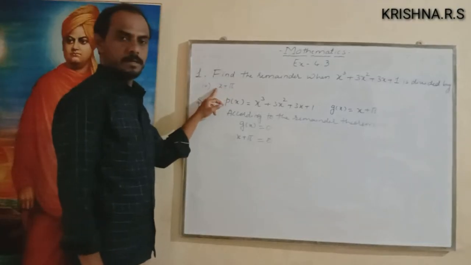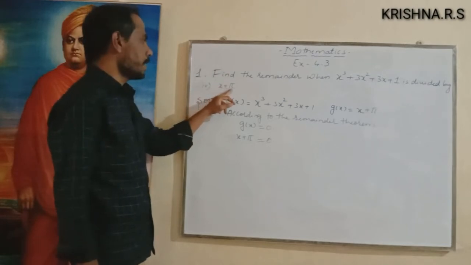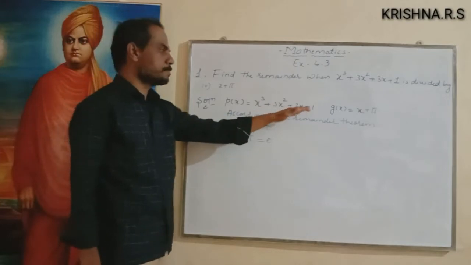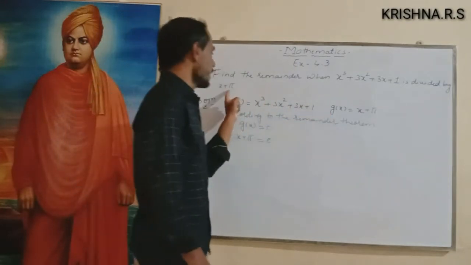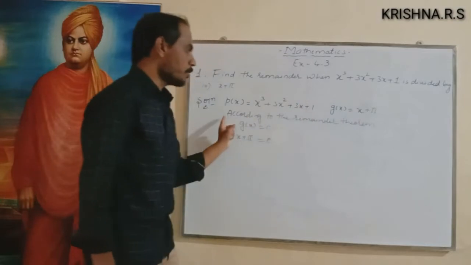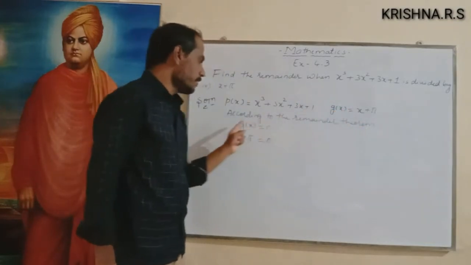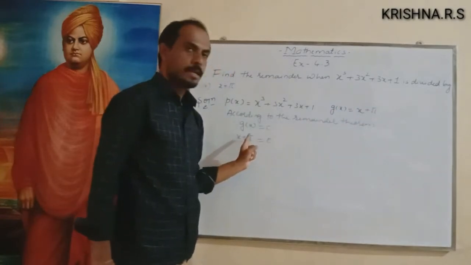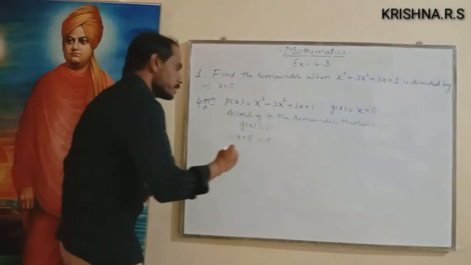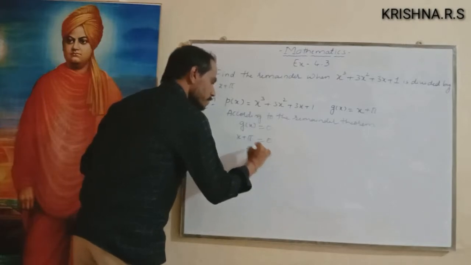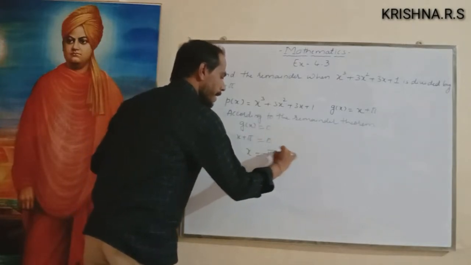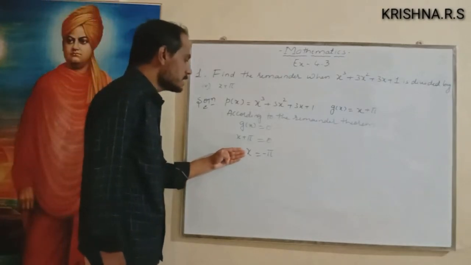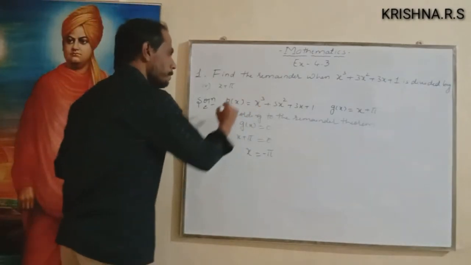The fourth question, the first bit, the fourth one is x plus pi. Then p of x is x cube plus 3x square plus 3x plus 1. g of x is equal to x plus pi. According to the remainder theorem, g of x is equal to 0. The value of g of x is x plus pi, so x plus pi is equal to 0. Then x is equal to what? Sending the plus pi to the other side, minus pi. x is equal to minus pi. Where the x is, you have to substitute the minus pi in the p of x.